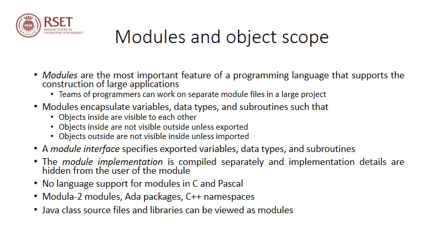A module interface specifies exported variables, data types, and subroutines. The module implementation is compiled separately and implementation details are hidden from the user of the module. There is no language support for modules in C and Pascal. Examples are Modula-2 modules, Ada packages, and C++ namespaces. Other examples are Java source code, Java class source files, and libraries.